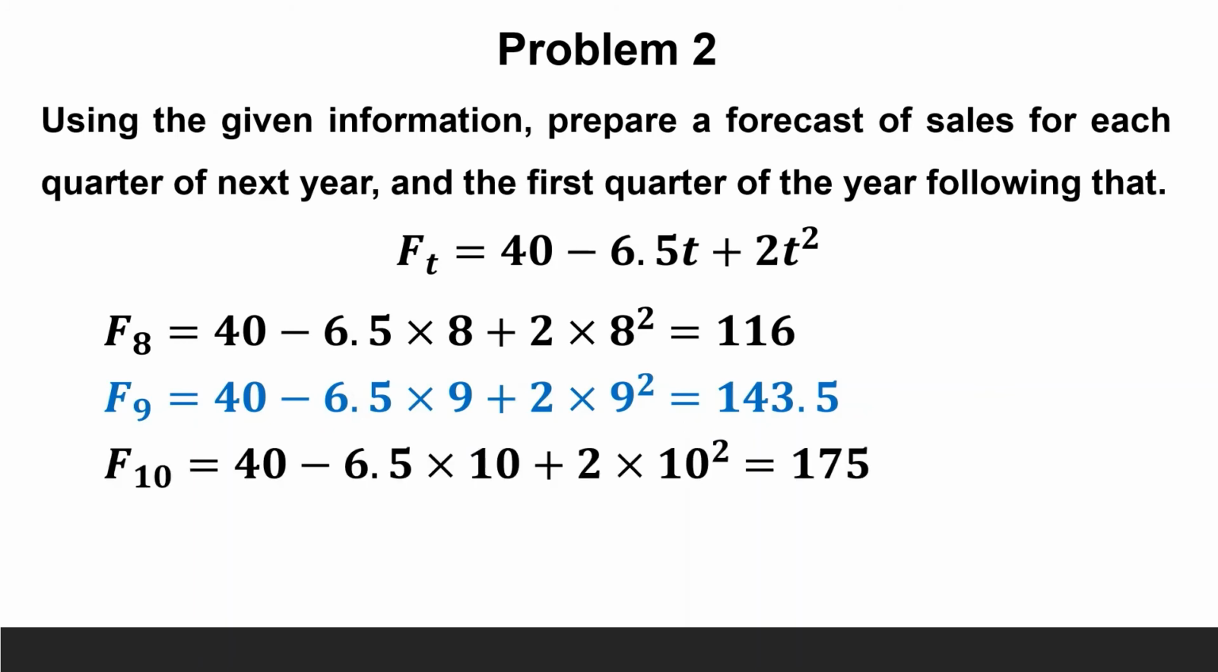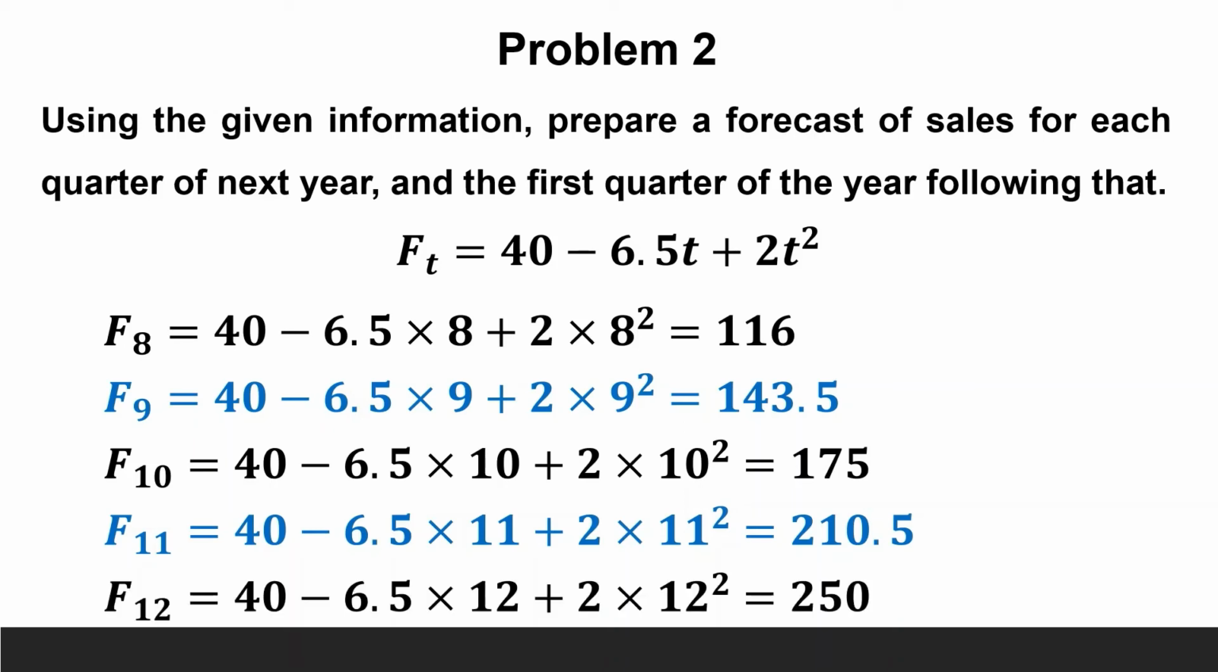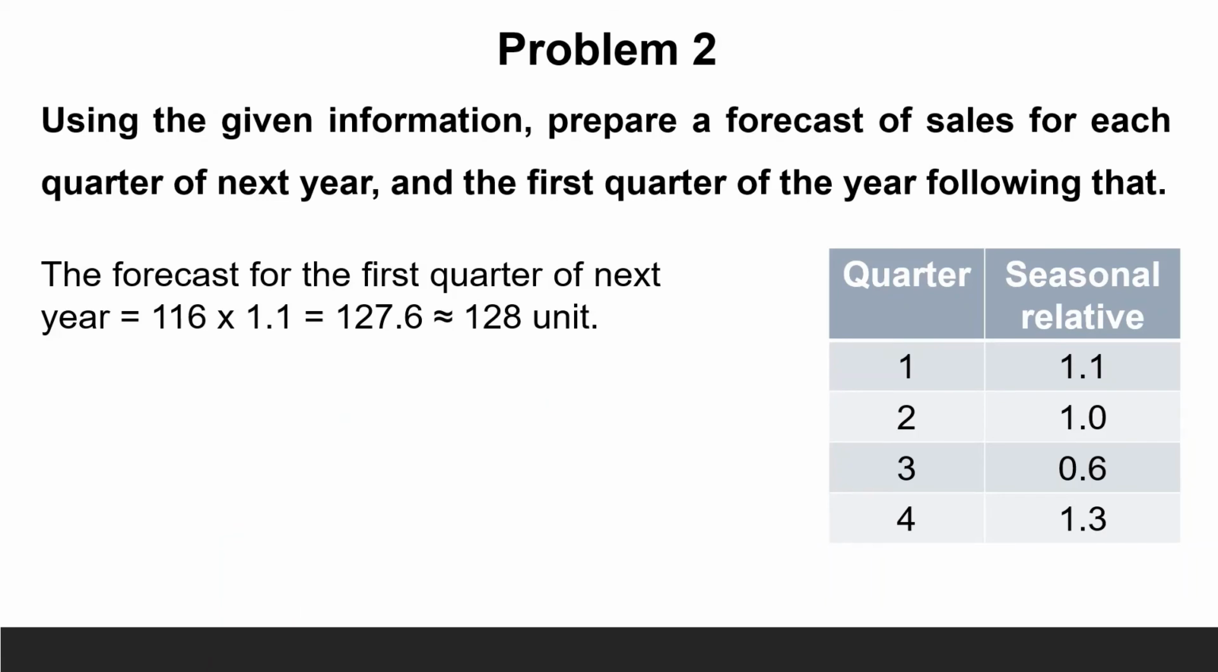F10 equals 40 minus 6.5 multiplied by 10 plus 2 multiplied by 10 to the power 2 equals 175. F11 equals 40 minus 6.5 multiplied by 11 plus 2 multiplied by 11 to the power 2 equals 210.5. F12 equals 40 minus 6.5 multiplied by 12 plus 2 multiplied by 12 to the power 2 equals 250. Now, using the given seasonality relatives. The forecast for the first quarter of next year equals 116 multiplied by 1.1 equals 127.6, approximately 128 units.